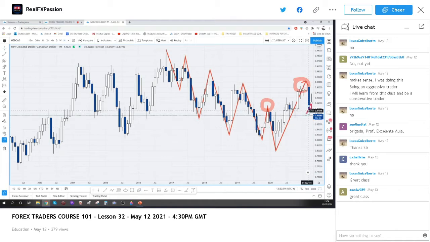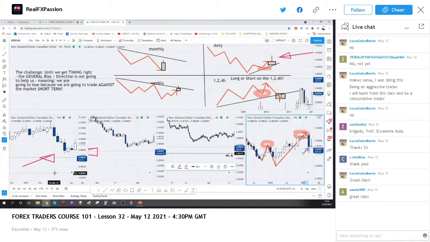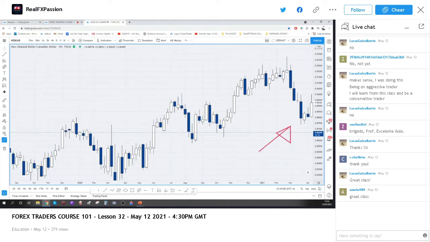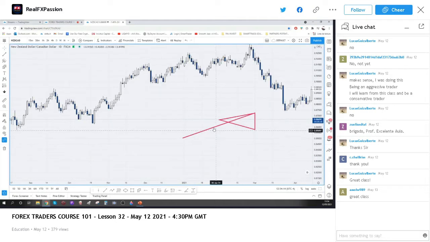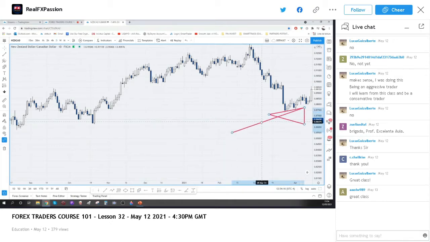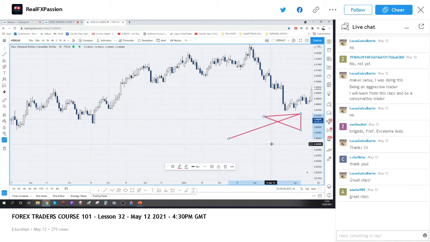So from the monthly chart, we have a bearish candle. Now from the weekly chart, we have a bullish candle. Now if we move forward to the daily chart, what is the candle on the daily chart? What is the candlestick formation?